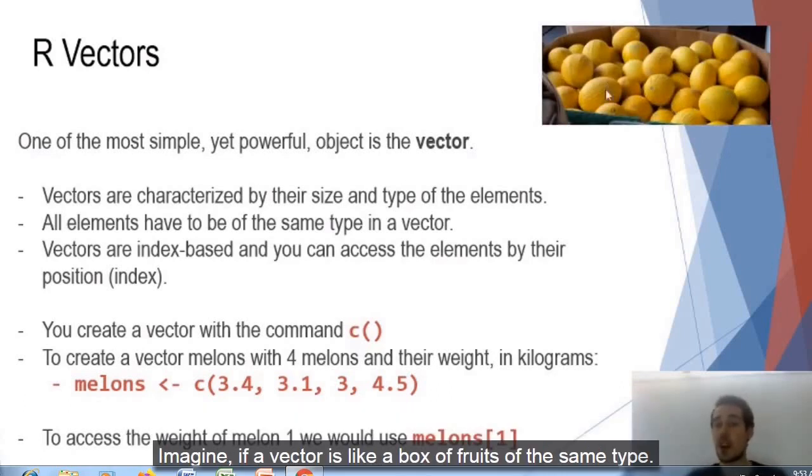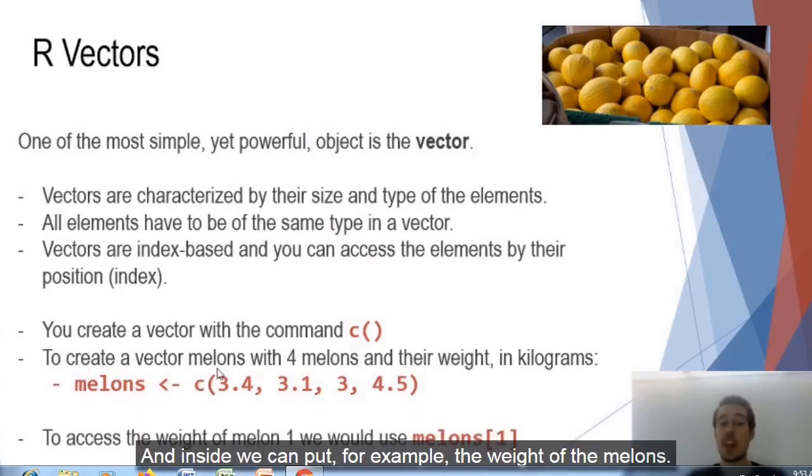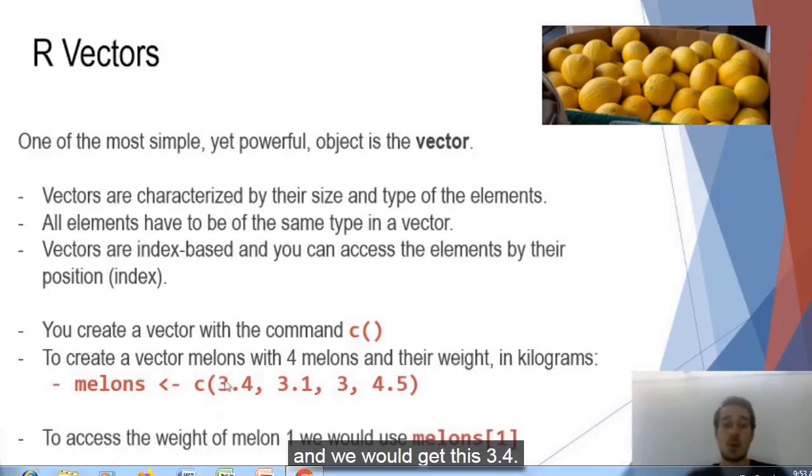Imagine a vector is like a box of fruits of the same type. So you can create this vector melons, which is creating our box of fruits, with this command: melons equals c, and inside we can put, for example, the weight of the melons. So 3.4, 3.1, 3, and 4.5. To access the weight of melon 1, we would use melons[1], and we would get this 3.4.